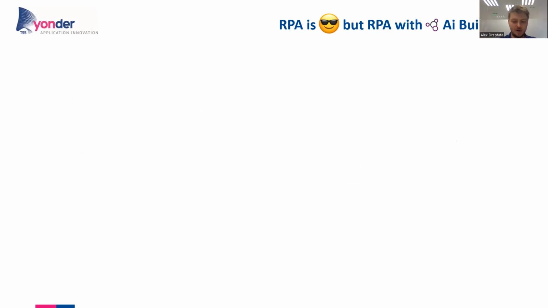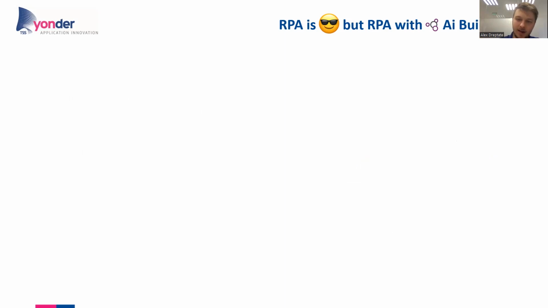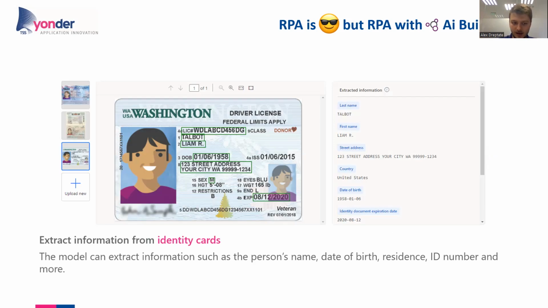And briefly, I'm going to give you some examples of how they can work together. By implementing AI Builder into your RPA flows, into your robots, you'll be able to extract information from identity cards. You can get the person's name, date of birth, residence, basically everything that's important in an ID card.